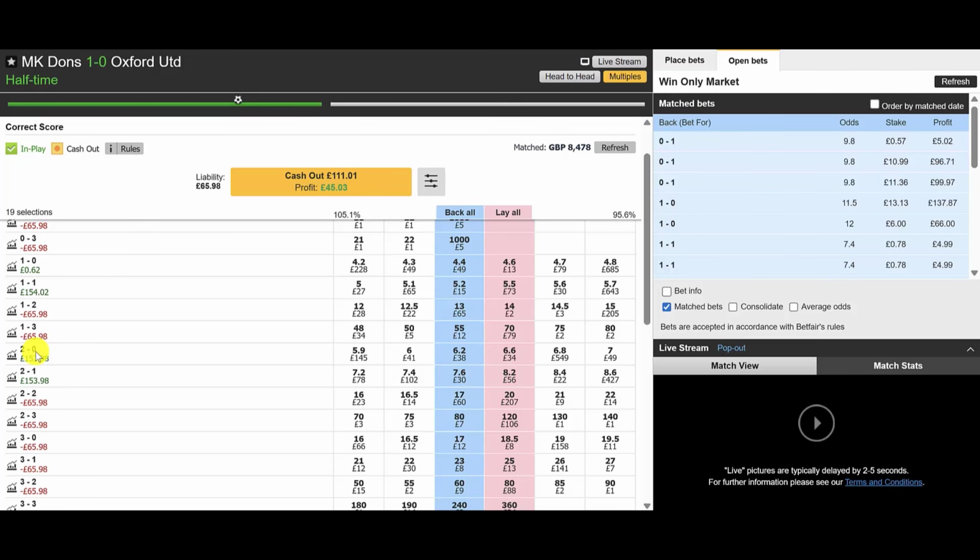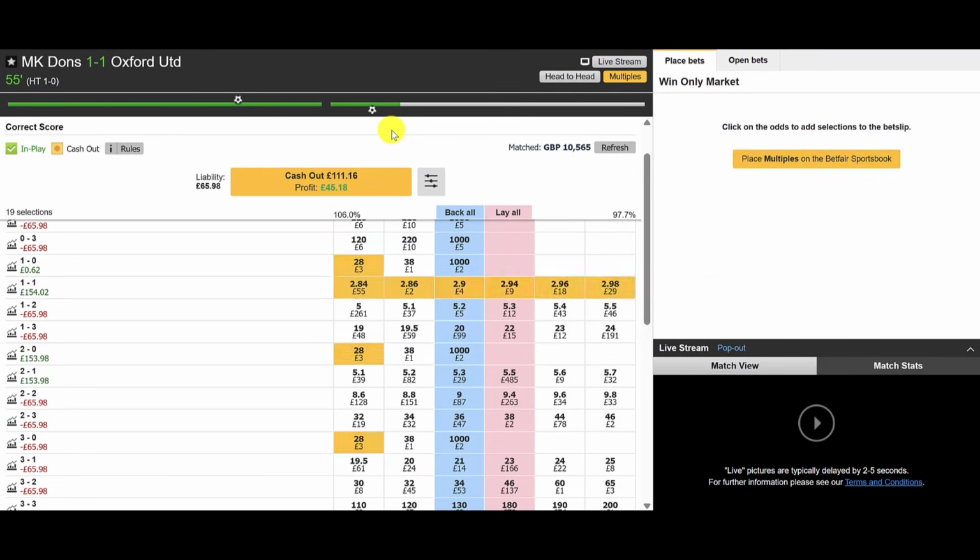But anyway, let's see what happens. So far so good. It's MK Dons 1, Oxford United 0. 55 minutes, just had a goal. MK Dons 1, Oxford United 1. So the pre-match favourite has now levelled this. We're on a 1-1. We've got green on that. We've got green on 2-1 to MK Dons also.